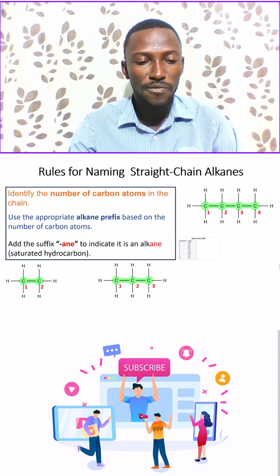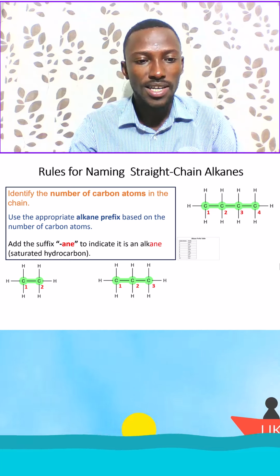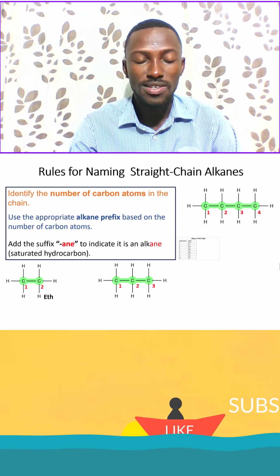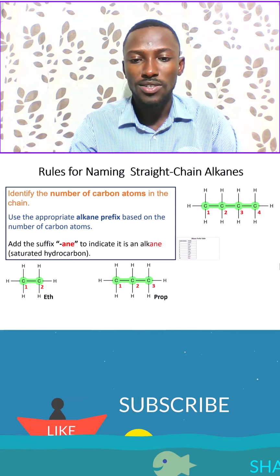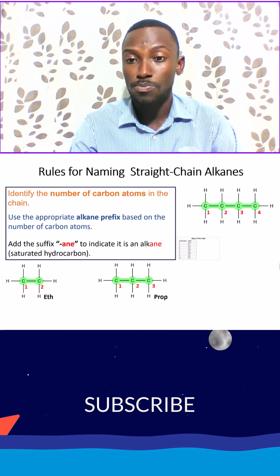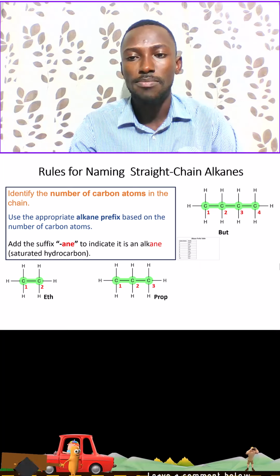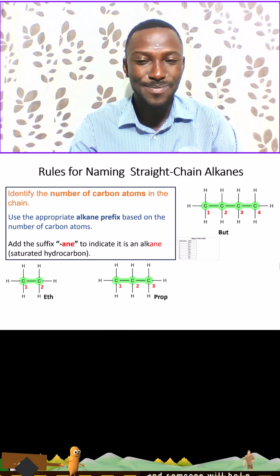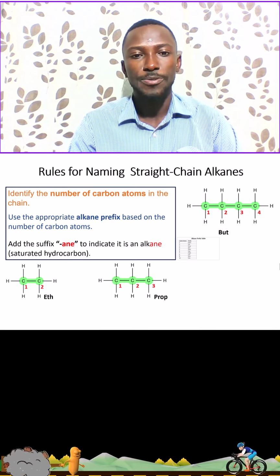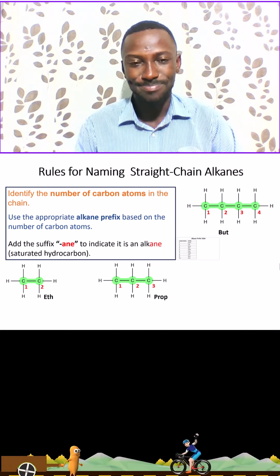So for the first alkane, the prefix is going to be ETH. For this one, it's going to be PROP, and for the last, it's going to be BUT, however I pronounce it. Good. Now we are done with the second step.